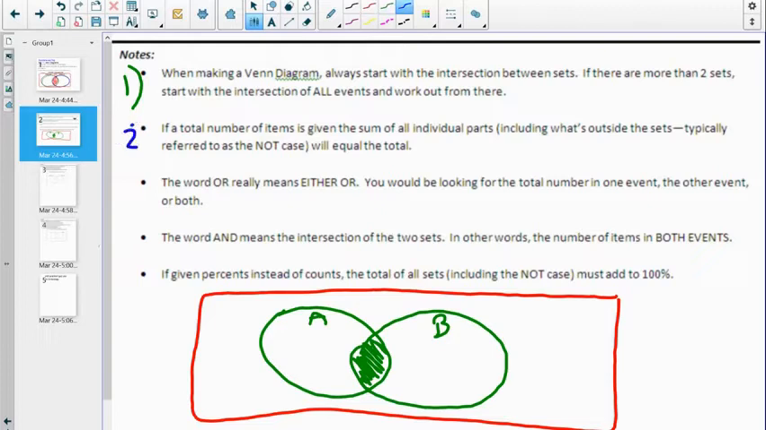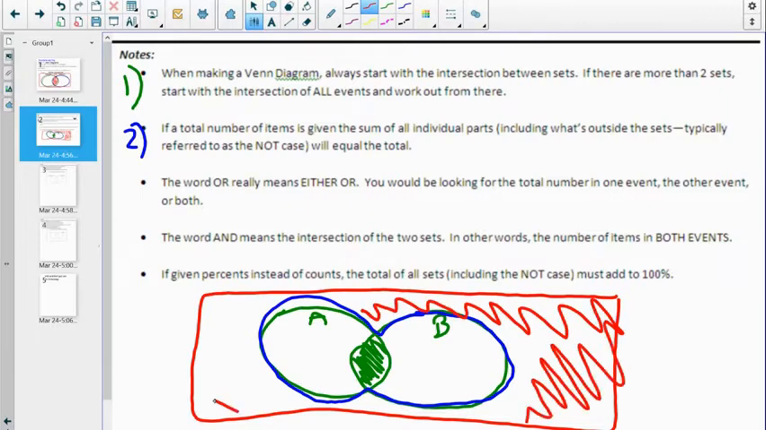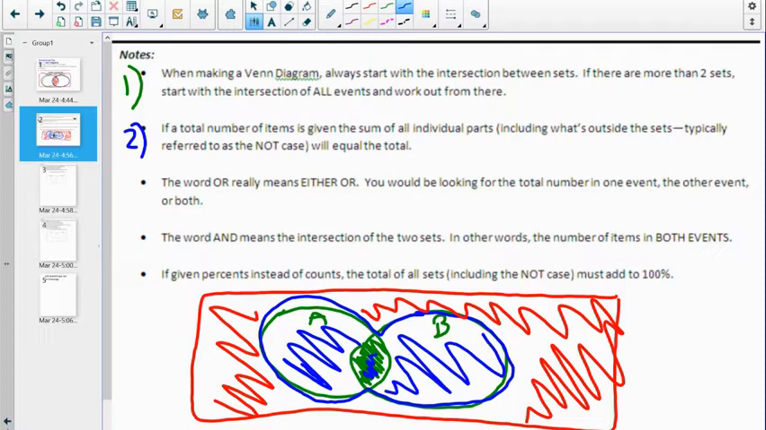if a total number of items is given, you're going to sum up all the individual parts, including what's outside. So what's inside would be this blue shape here, but what's outside is the red. That is what's neither. So that blue space, the green, and that red space are going to add up to equal the whole. So it's going to end up equaling, not adding, it's going to equal the whole.